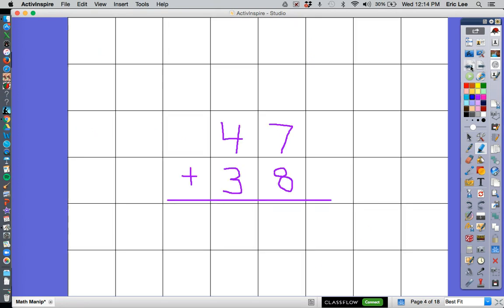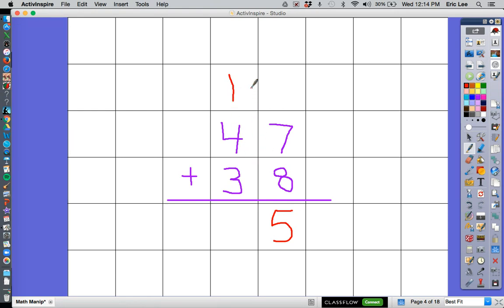Let's see how you did on your pencil and paper. Here you go. Cross your fingers. I know you did it right. So let's take a look. So we've got 7 plus 8, we said equals 15. So I'm going to put 5 ones downstairs. I'm going to put that 1 ten in my tens column because that's where that has to live.